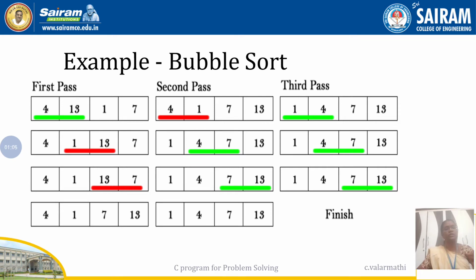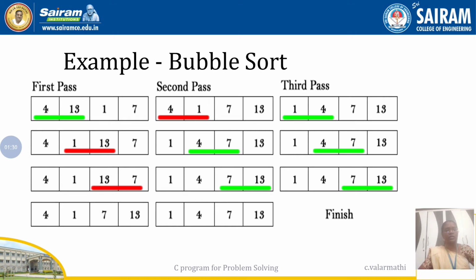So it will go on to compare the next element with the third element. What is the next element? 13. What is the third element? 1. In that case swapping is required because 13 is greater than 1. So we need to swap. This swapping is done between the second element and the third element. That is what is given here. The red lines are considered as swapping and green lines are considered as no swapping.